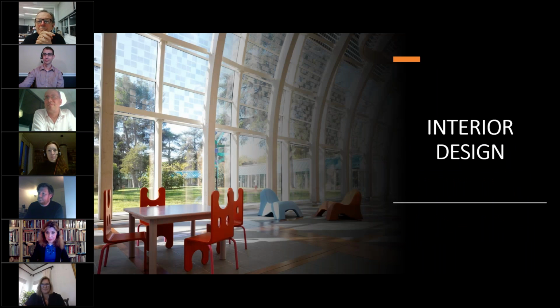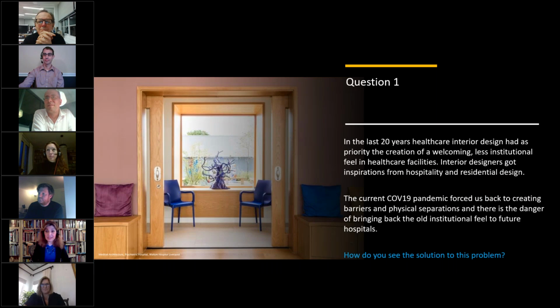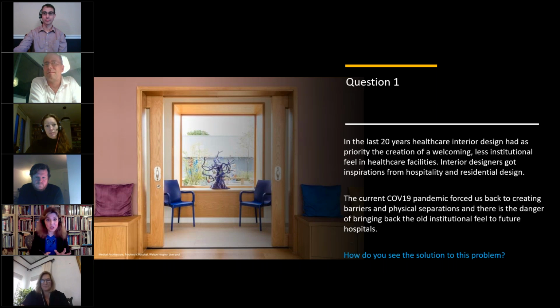So the next chapter is interior design. And the interesting part is that in the last 20-30 years, we worked towards developing very welcoming interior designs, which don't look like a hospital. We got a lot of inspiration from hospitality and residential design. We tried to create funky, nice spaces. And now the COVID-19 pandemic is coming and putting different parameters on us. We need to create physical barriers, separation, hard materials. And the question is, how do we see a solution to these problems?